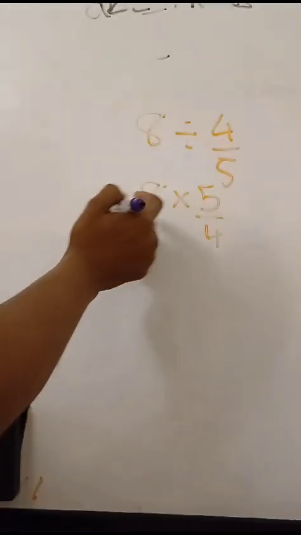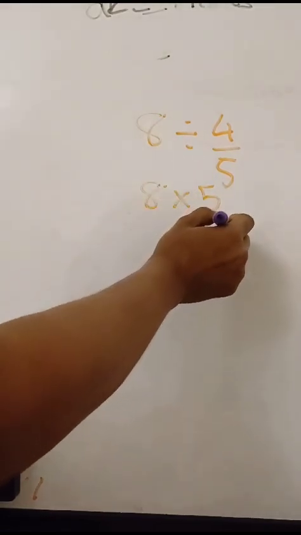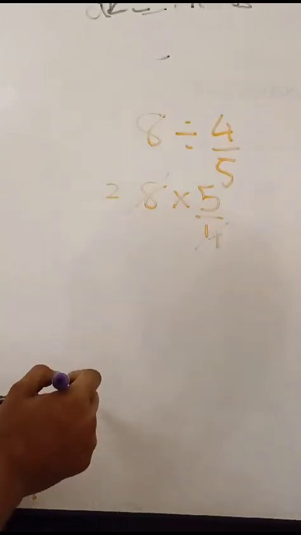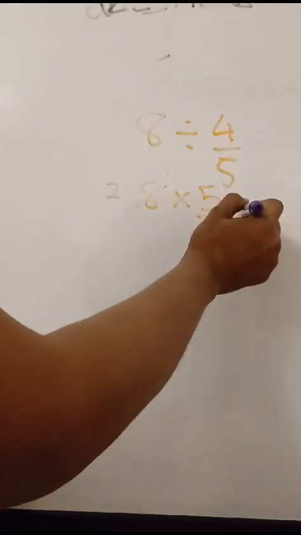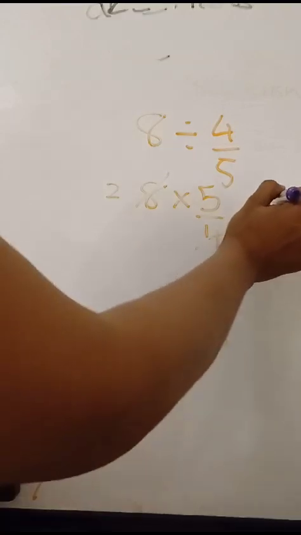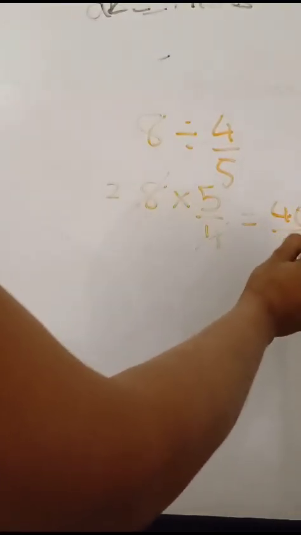So we can say 4 and 8, that would be 2. 2 times 5 is 10. Or we can say 8 times 5 is 40 divided by 4. 40 divided by 4 is 10.